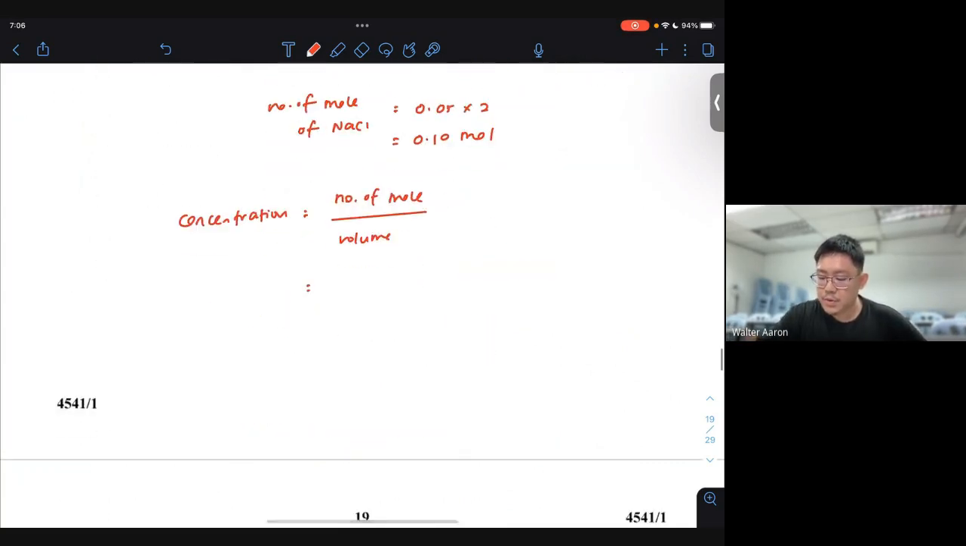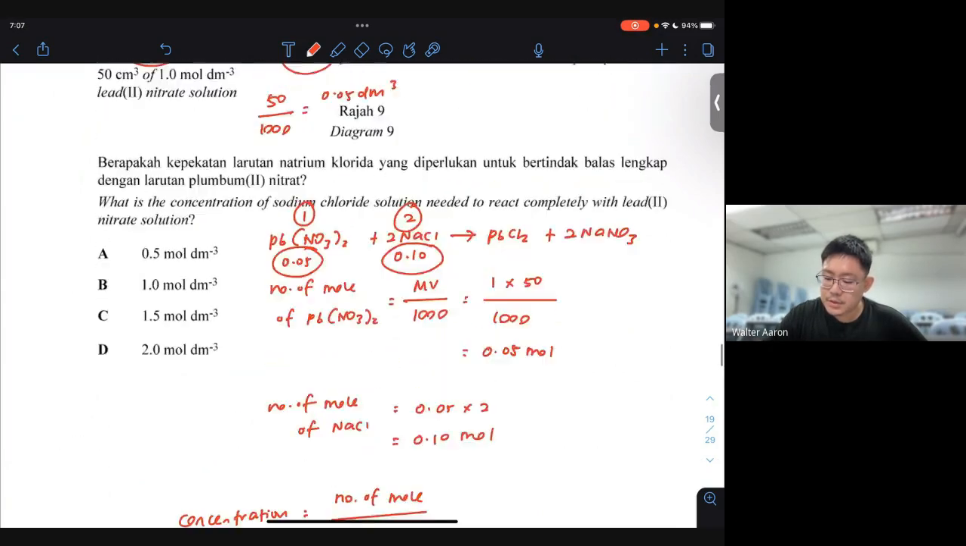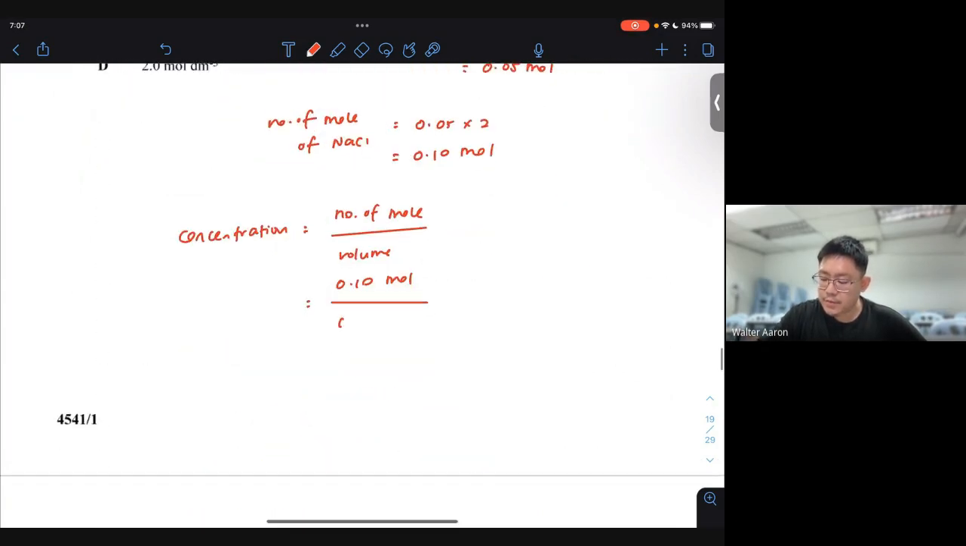And what we're going to do is that we're going to use the number of mole. So that'd be 0.10 mole divided by, what was that now? That was exactly 0.05.